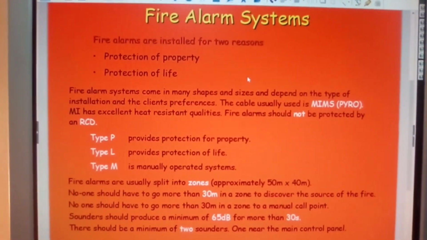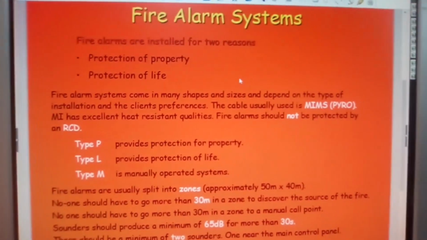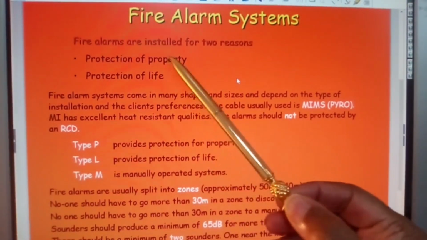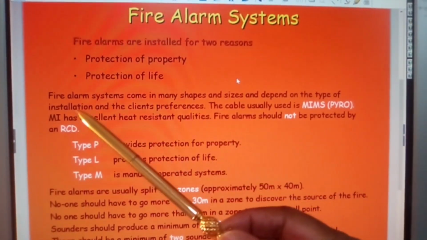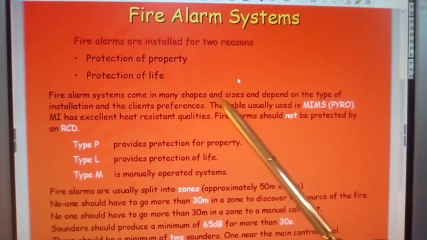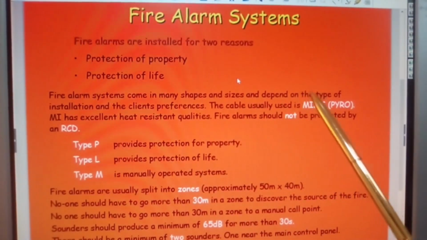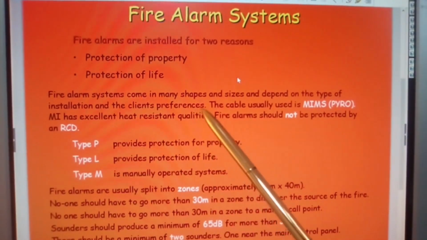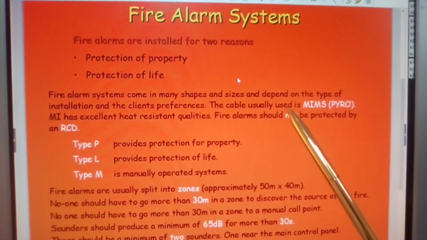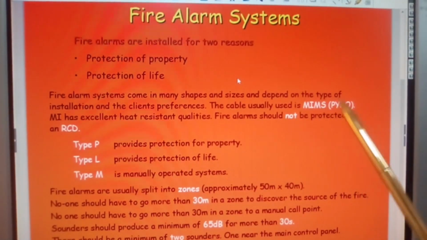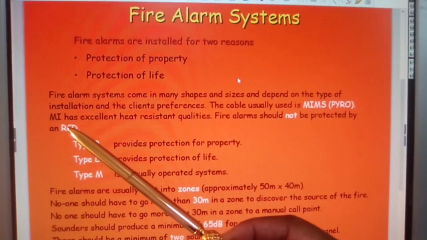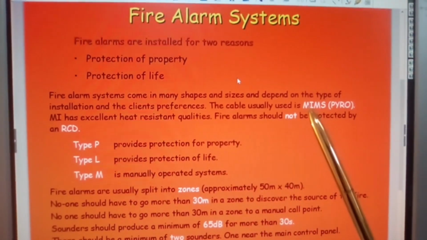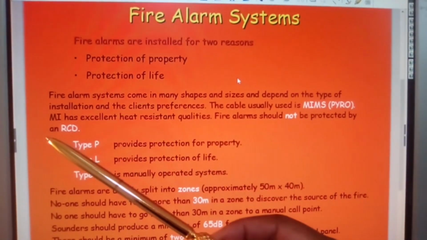Fire alarm systems. Fire alarms are installed for two reasons: protection of property and protection of life. Fire alarm systems come in many shapes and sizes and depend on the type of installation and the client's preferences. The cable usually used is MI/MS Pyro. MI has excellent heat resistant qualities. Fire alarms should not be protected by an RCD.